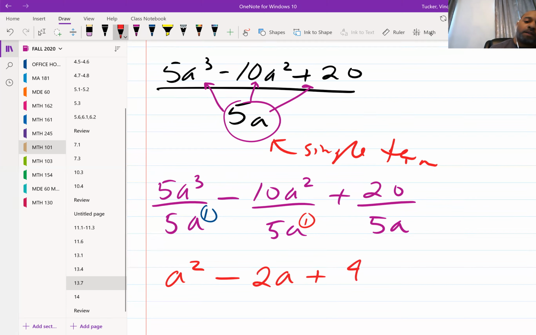20 divided by 5 is 4. And then that a would just still be in your denominator. So it'd just be 4 over a. There was nothing that could cancel out in the numerator. So you just leave the a in the denominator. All right. Make sure we're okay with that.